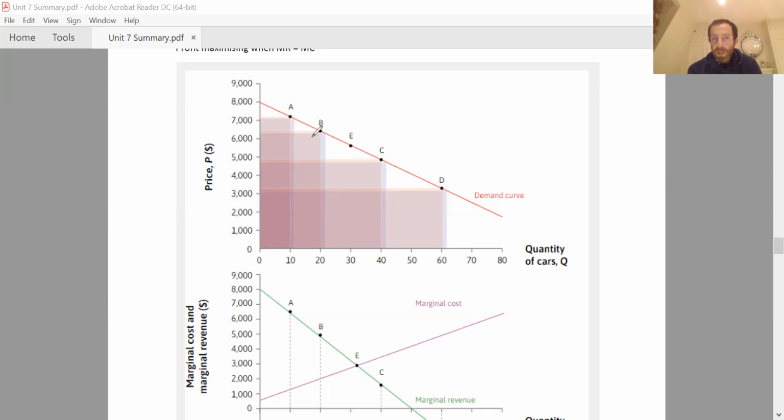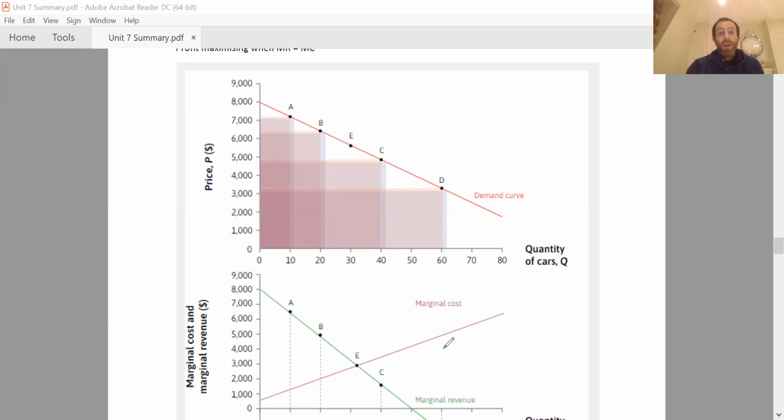And really what we're thinking about is that little pink bit at the top, that's the loss from having to lower the price of the 20 cars. And then this blue bit here is the gain from having sold an extra car. And you can see it's the same idea as we look at points like E, C, and D. And we can use that to plot this marginal revenue curve, right?